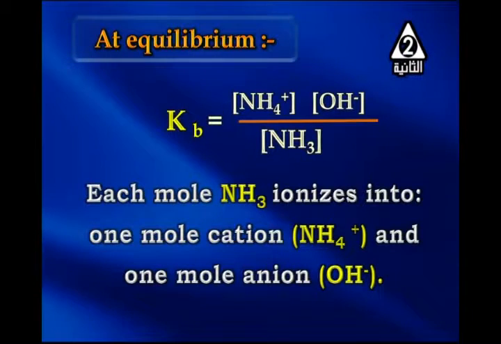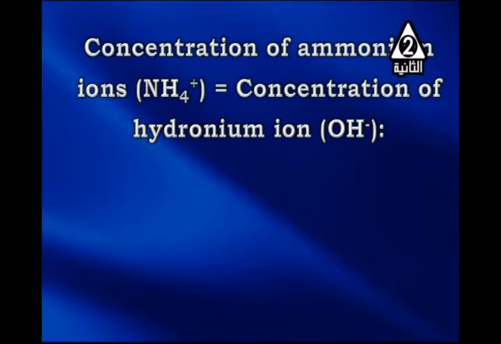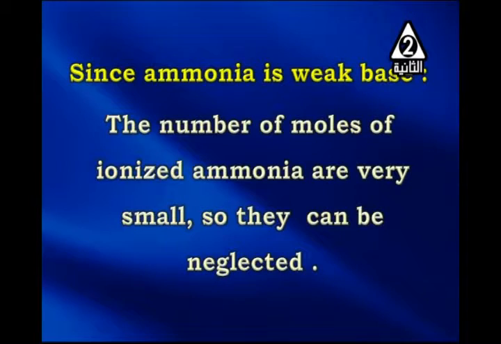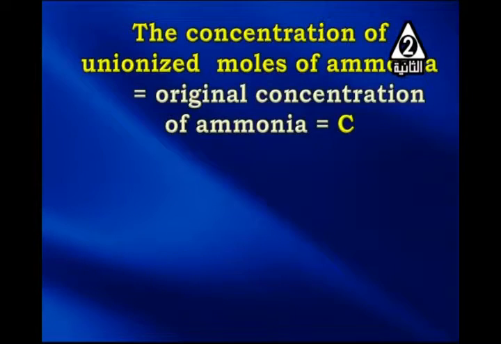My dear students, each mole of ammonia ionizes into 1 mole of ammonium ion cation and 1 mole of hydroxyl ion anion. So the concentration of ammonium ion NH4+ equals the concentration of hydroxyl ion. So, as the equation proceeds on the screen, the equilibrium constant Kb equals the concentration of hydroxide ion power 2 over the concentration of ammonia. Since ammonia is a weak base, the number of moles of ionized ammonia is very small, so it can be neglected. So we can say the concentration of unionized ammonia equals the original concentration of the ammonia, C.